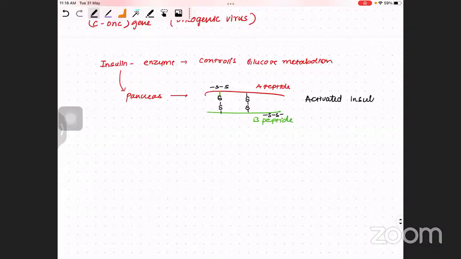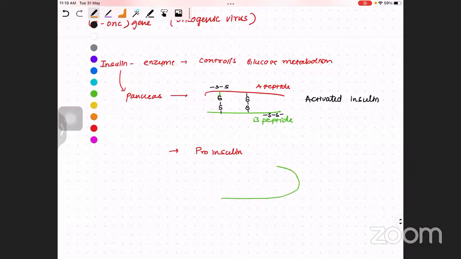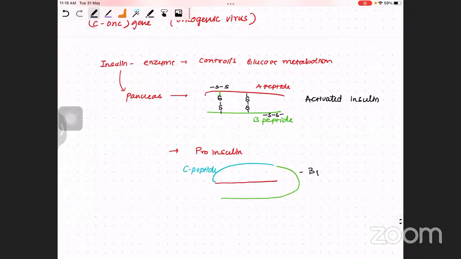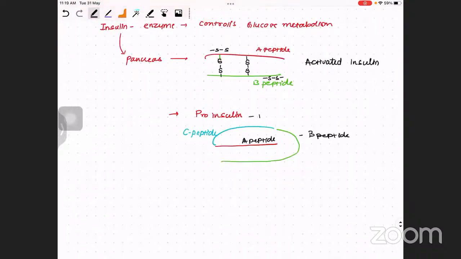But we don't produce this activated insulin. We get proinsulin. This proinsulin will have an A peptide and a B peptide, linked together by a C peptide like this. So this is the C peptide, this is the B peptide, and this is the A peptide. This is called proinsulin or inactive insulin.